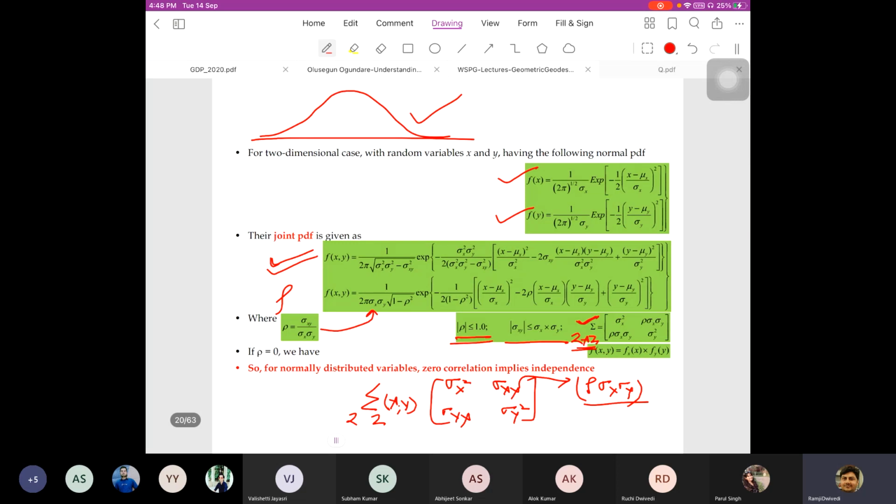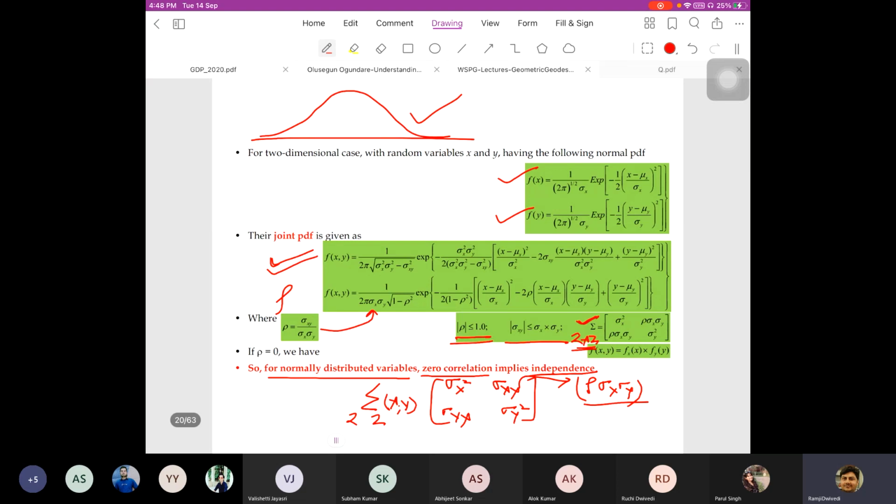Okay, so for normally distributed variables, zero correlation implies independence. It is not true for other variables not having a bell-shaped distribution. It is only applicable for your bell-shaped curve. So for normally distributed variables, zero correlation implies independence.